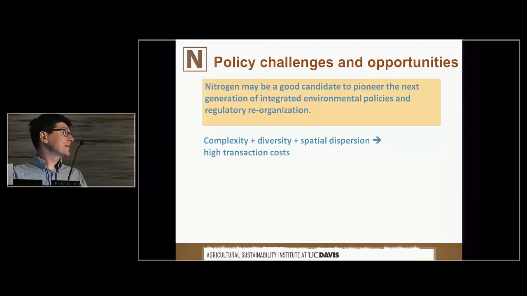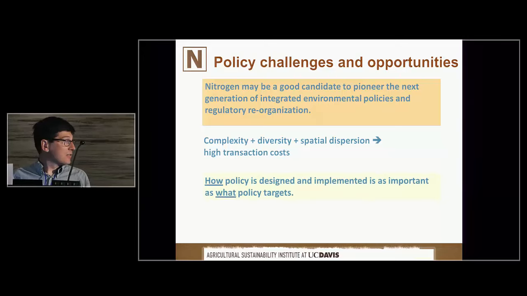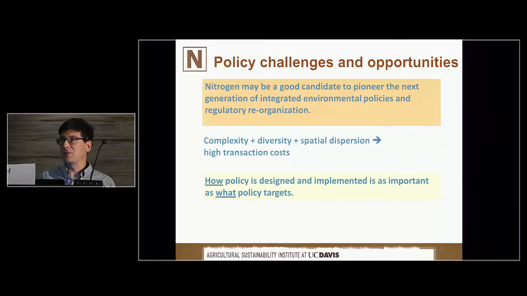But it's a problem because of the complexity and diversity and spatial dispersion of the problem that a lot of times there's high transaction costs associated with addressing nitrogen. And then finally, how the nitrogen policy is designed and implemented might be as important as what the policy targets. So getting all the stakeholders in the room to talk about these issues can really help in figuring out how to address these nitrogen problems.